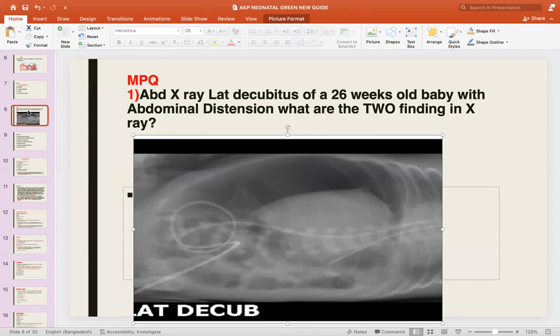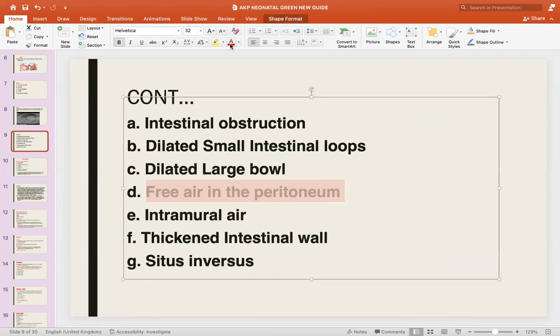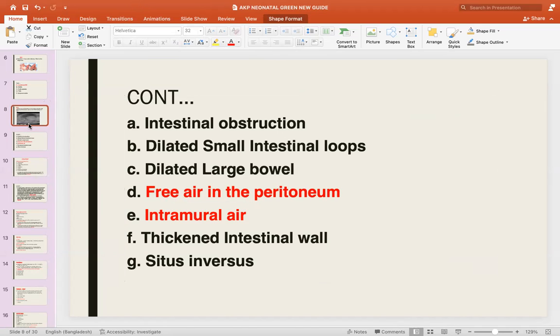So, what two findings can we see from this X-ray? Number 1 is free air in the peritoneum. Number 2 is intramural air, pneumatosis intestinalis. It is not intestinal obstruction. There is no dilated bowel loop. Dilated bowel loop is stage 1. It is not stage 1. Thickened intestinal wall, no. Situs inversus, no. So this is multi-part question number 1.